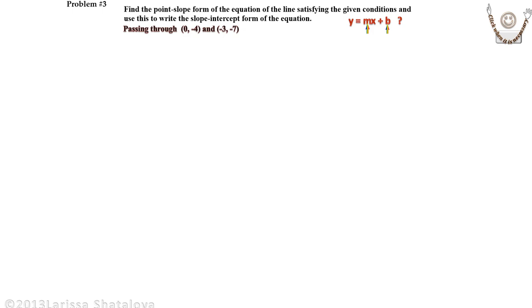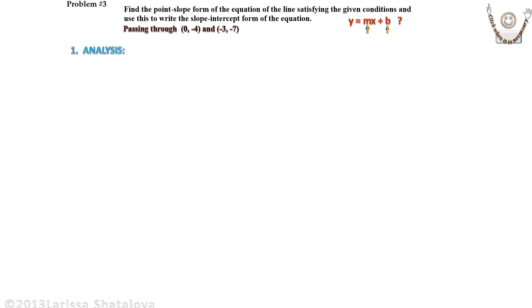Problem number 3. Find the point slope form of the equation of the line satisfying the given conditions and use this to write the slope-intercept form of the equation. Line is going through 2 points with coordinates 0, -4 and -3 and -7. And we have to show our final answer as y is mx plus b in slope-intercept form.